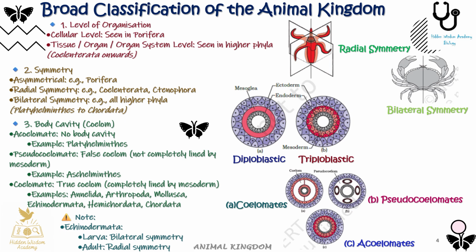Here's an important note: Echinodermata have bilateral symmetry in the larval stage, but show radial symmetry in the adult stage. Refer to the images for more clarification.